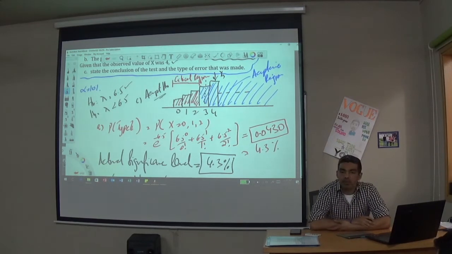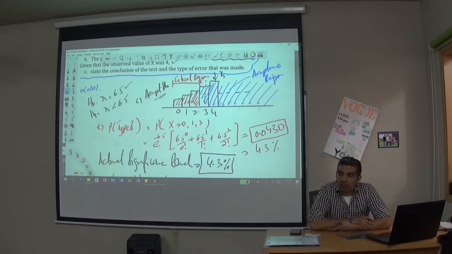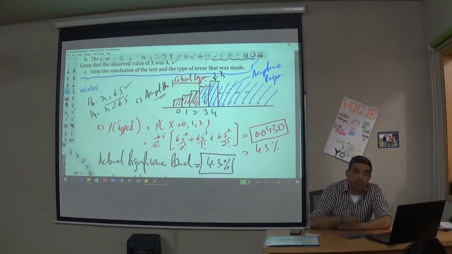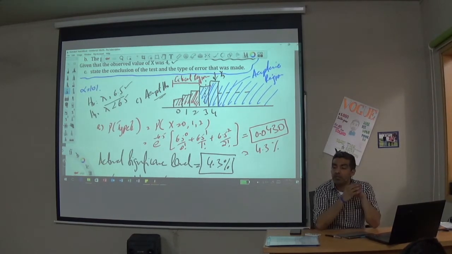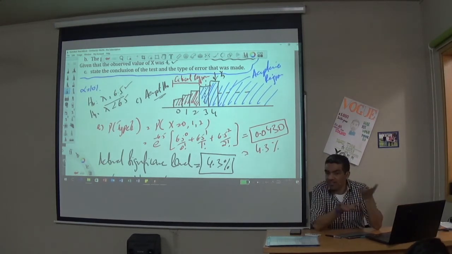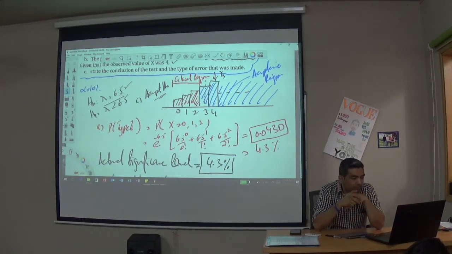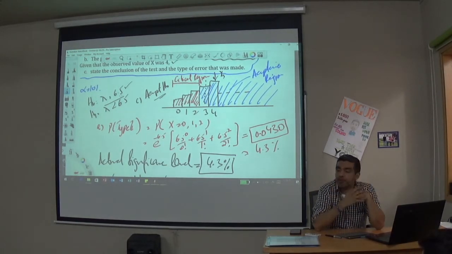accept H0. What type of error was possibly made? You possibly stand a chance of making a type 2 error. Rather, you have made a type 2 error because you accepted it. You already know this is wrong. He's already giving you the exact value. This is already wrong. But because our hypothesis was based on that, when our x value 4 came out, we tended to accept H0, and therefore we made a type 2 error.